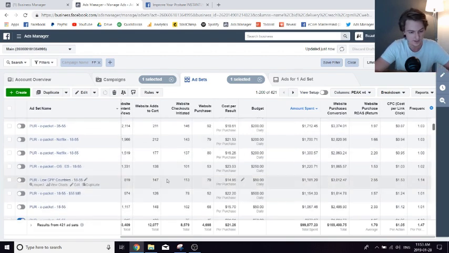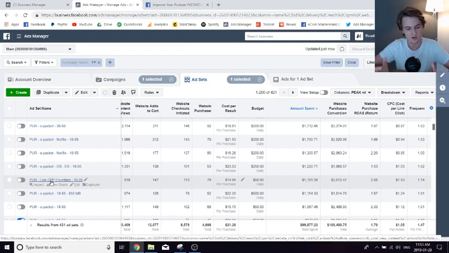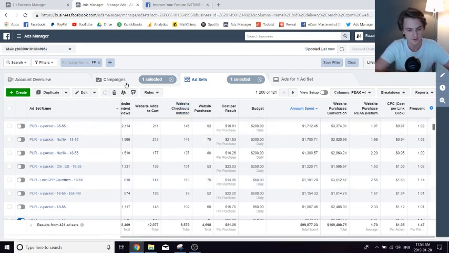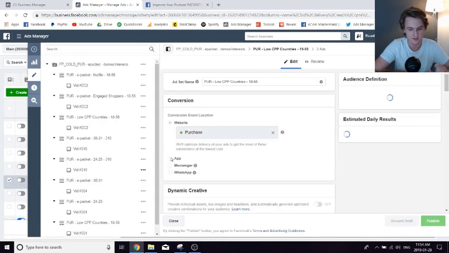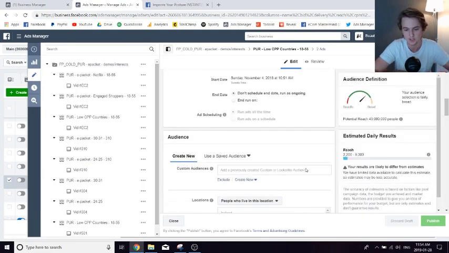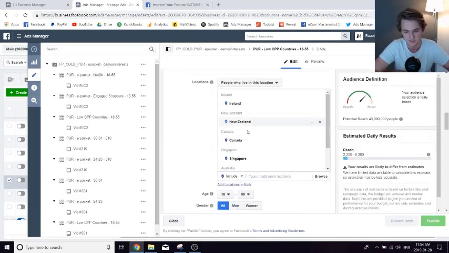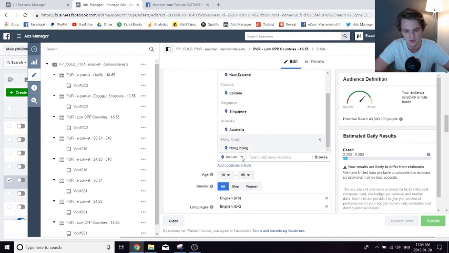And this is another trick that I like to use as well. This is low CPP countries, so low cost per purchase countries. So I went out of this campaign and then I broke it down by countries, and I sorted by the highest ROAS, and I picked the top countries that had a decent amount of purchases and a really high ROAS. So in this case, it was Ireland, New Zealand, Canada, Singapore, Australia, Hong Kong.